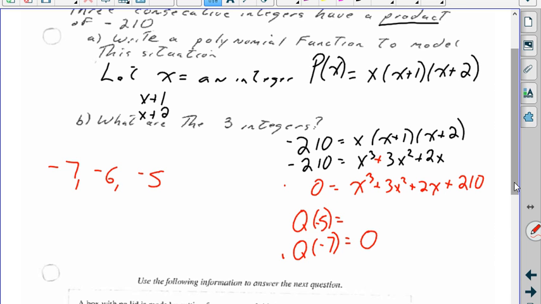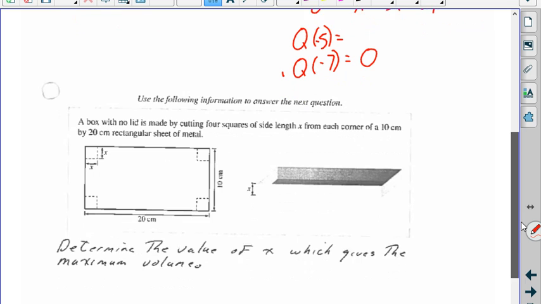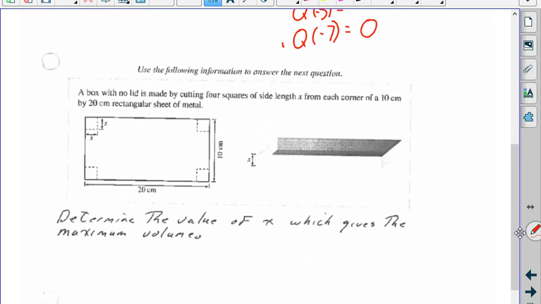Now this one, as you can probably tell, came from an old diploma, but I have seen it on the new diploma. A box with no lid is made by cutting 4 squares of side length x from each corner of a rectangular 10 by 20 sheet metal. Because we're looking for the maximum volume, how do we get volume?